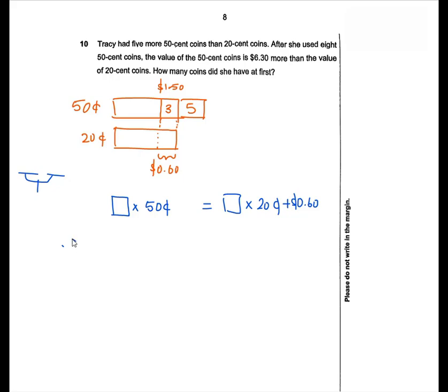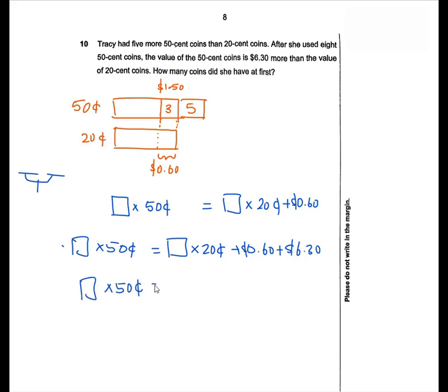So what I'm going to do here is, let's say, this times 50 cents is equal to this times so many 20 cents plus 60 cents plus $6.30. So this many 50 cents is equal to the same number of 20-cent coins plus $6.30 plus 60 cents. So that is equal to $6.90.